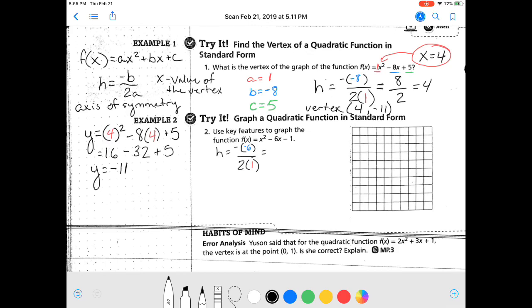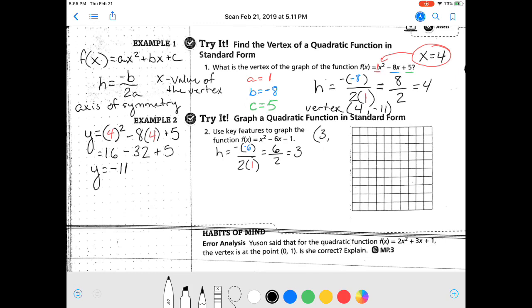So negative 6 gives me a positive 6. 2 negatives make a positive. Over 2 times 1, which is 2. 6 divided by 2 is 3. So the x value of the vertex and my axis of symmetry is going to be positive 3.